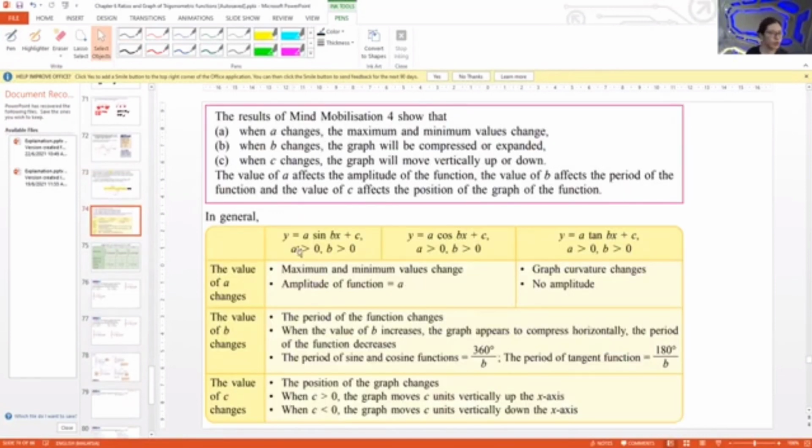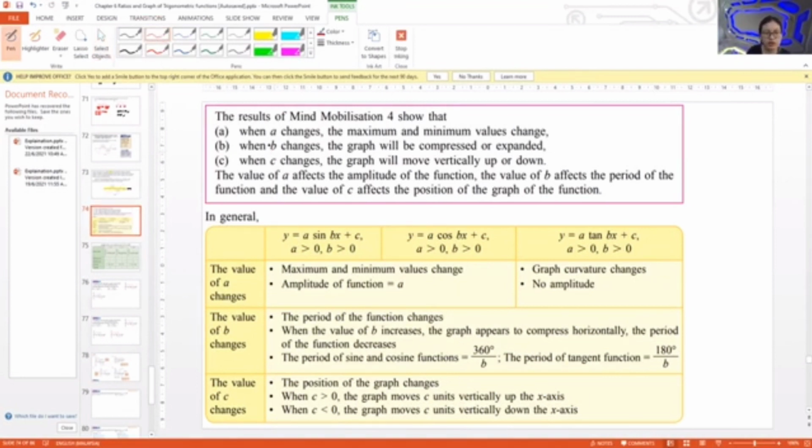Now we go down. Actually this one has Mind Stimulation, I mean Mind Mobilization 4. But I didn't crop it out. You can look at your textbook on your own. I only take out the result.